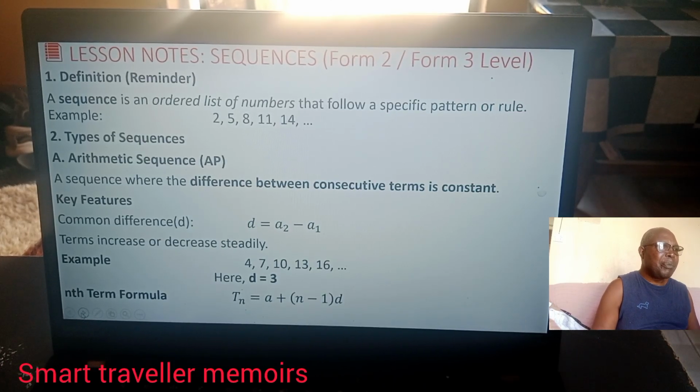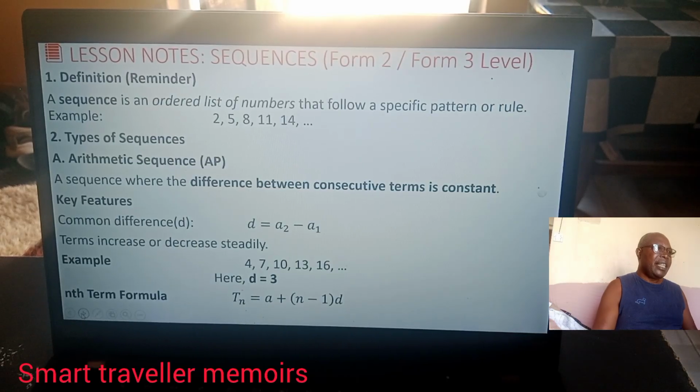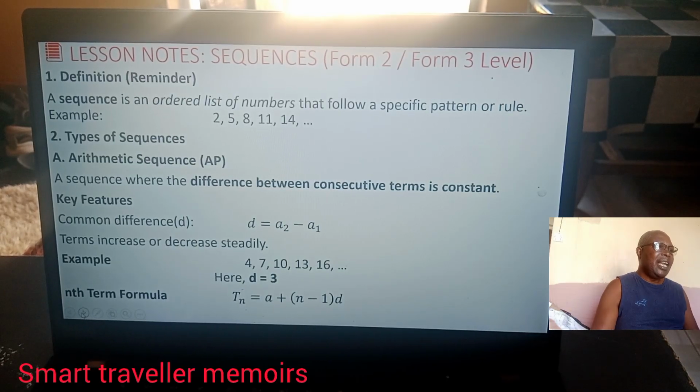In arithmetic sequence, terms increase or decrease steadily. For example, 4, 7, 10, 13, 16. Here, the common difference is 3.